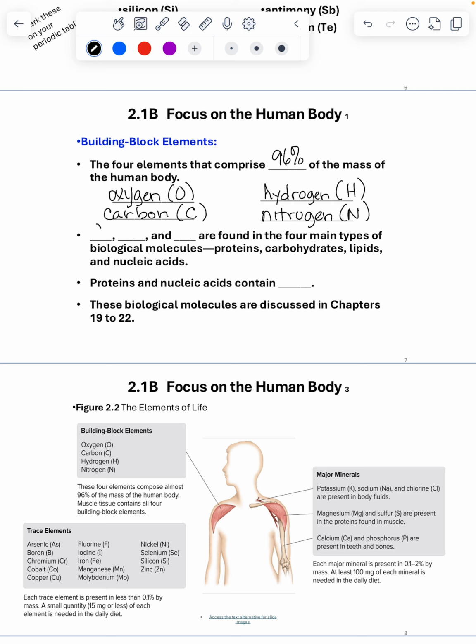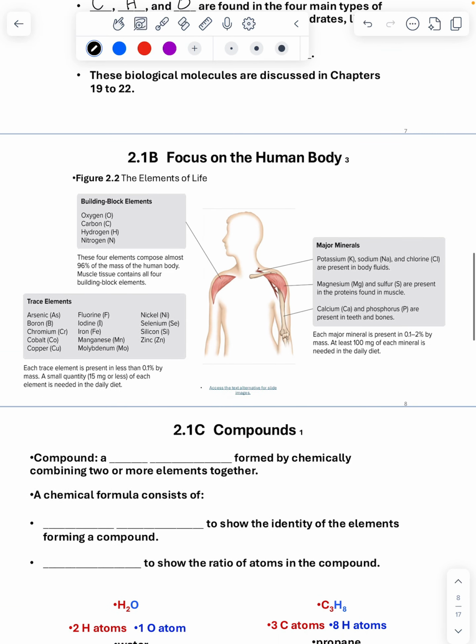So carbon, hydrogen, and oxygen are found in the 4 types of biological molecules that you studied in biology: proteins, carbohydrates, lipids, and nucleic acids. So those are very important to us. Also in proteins and nucleic acids, we have nitrogen, which is the fourth element mentioned above. So we'll speak more about these biological elements and molecules as we move through the year.